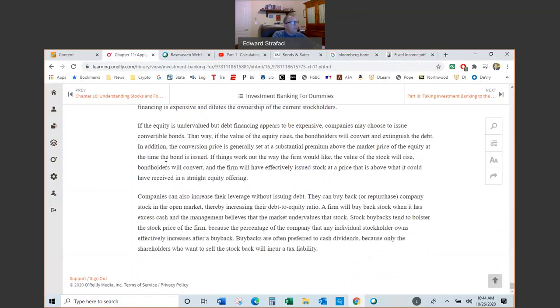And does a company use debt or equity? Well, that's a function of how they want to arrange their capital. The right mix of debt and equity is going to be the most efficient way for a company to arrange its finances, right? It's just like you.